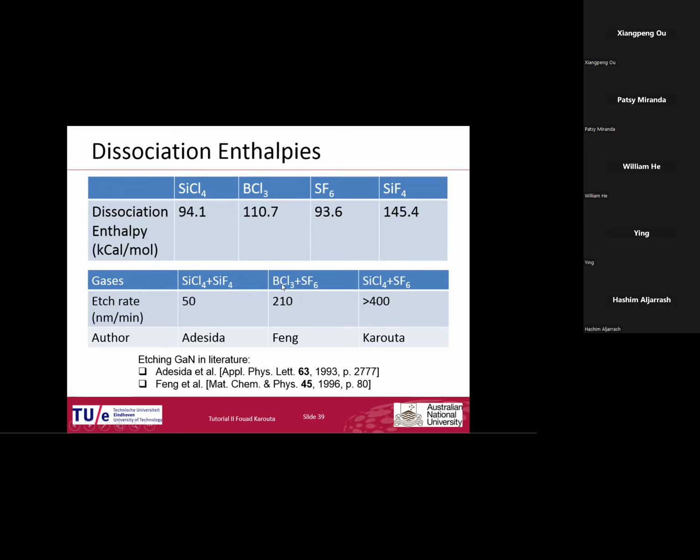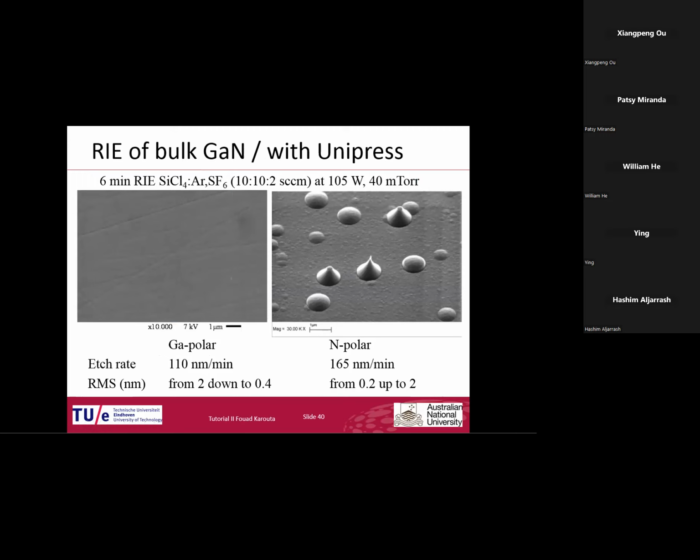Again, you see silicon tetrachloride and BCl3, you need less energy to dissociate silicon tetrachloride. So with the same energy, you get more ionization and then higher etching rate. So these are factors you should consider whenever you are using gases to do reactive ion etching. And for instance, chlorine is even better than silicon tetrachloride because pure chlorine gas has a dissociation energy about 60 to 70 kilocalories per mole. So it's much easier to dissociate than even silicon tetrachloride. That is my last slide about gallium nitride.